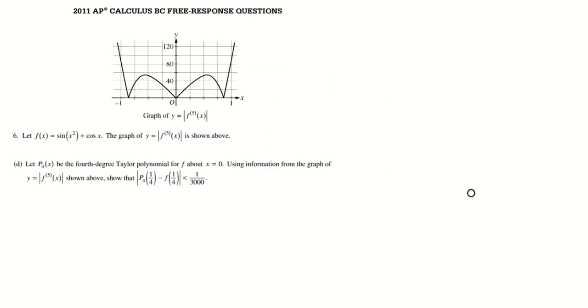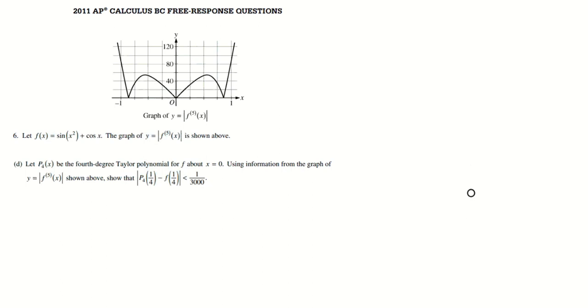Next, I want to talk about one from 2011. And this one, we've actually already done parts A, B, and C at an earlier point in this unit. This is the one where it was talking about sine of x squared and cosine of x. You can see that. And we wrote down the Taylor polynomial for it. We found what the value of the sixth derivative of f at x equals 0 was without actually taking 6 levels of derivative. And so now we're going to do the Lagrange error bound part, right?